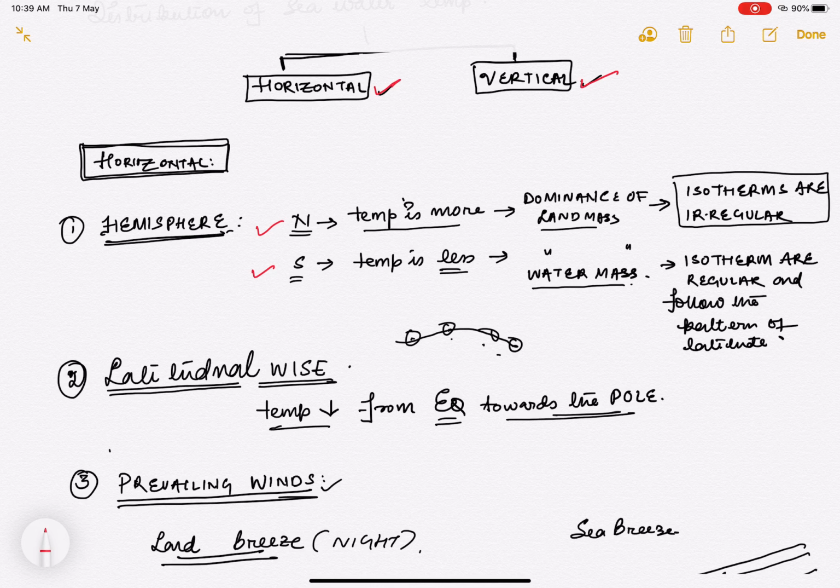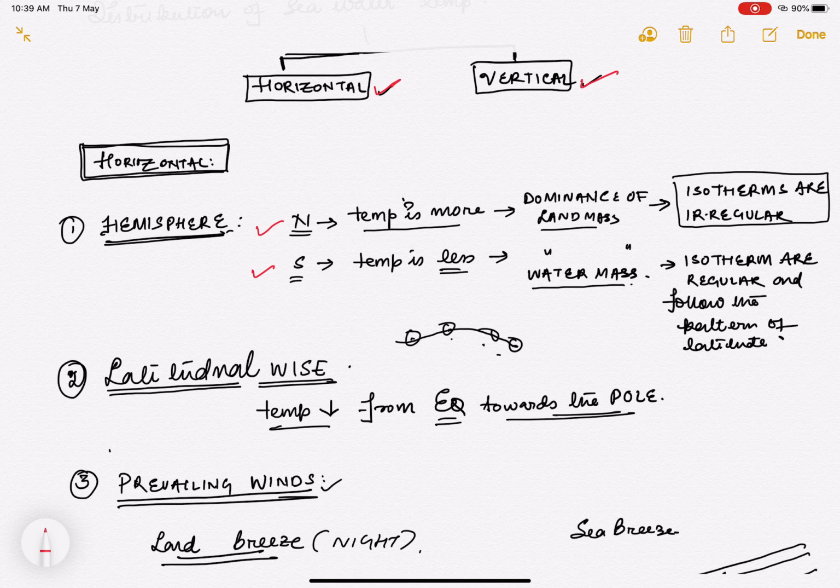Hence the ocean in the northern hemisphere would have a greater temperature than the ocean in the southern hemisphere. Now remember that temperature and salinity are also dependent. Greater the temperature, greater the salinity. Hence remember that in the northern hemisphere, the salinity is more than the southern hemisphere because of the temperature factor.